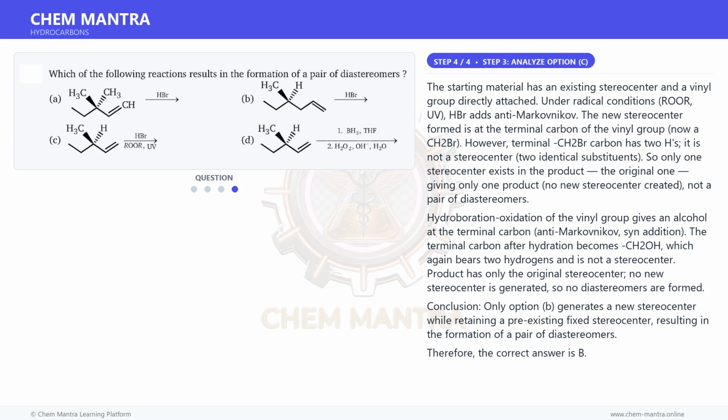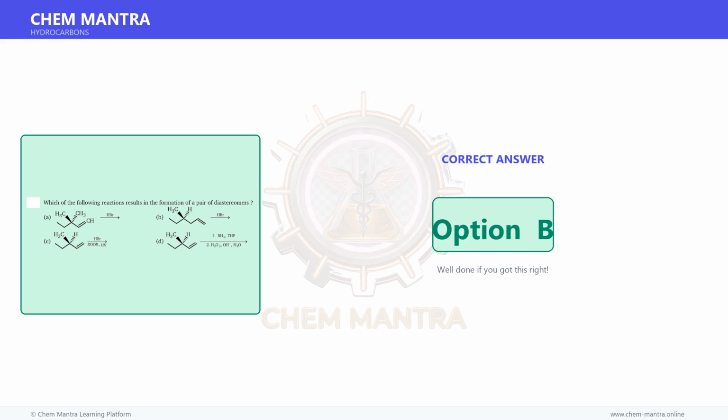Conclusion: only option B generates a new stereocenter while retaining a pre-existing fixed stereocenter, resulting in the formation of a pair of diastereomers. Therefore, the correct answer is B. Therefore, the correct answer is option B.